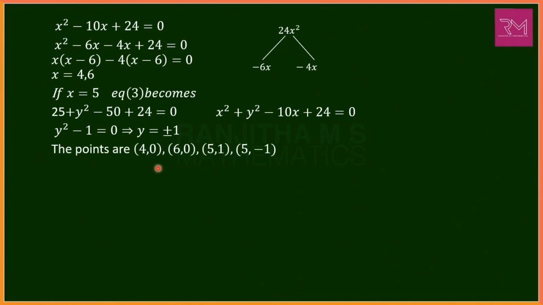Hence we get the points of intersection as (4, 0), (6, 0), (5, 1), (5, minus 1). If we take x value as 4, we get the value of y as 0. And if we take x value as 6, we get the value of y as 0.